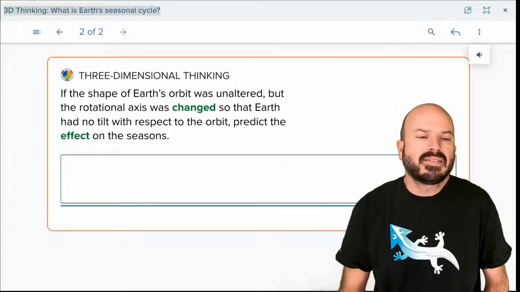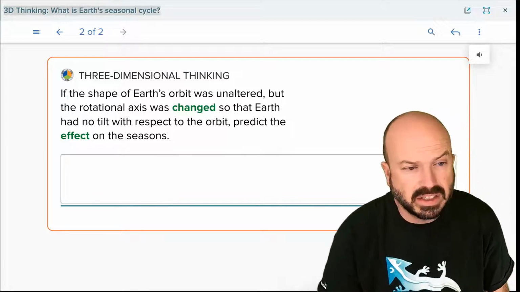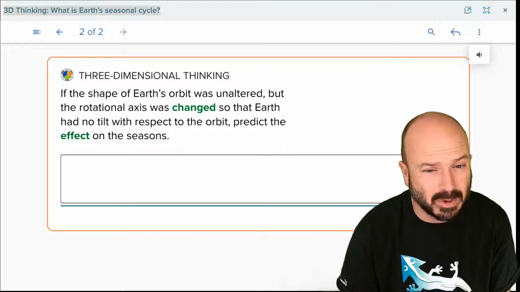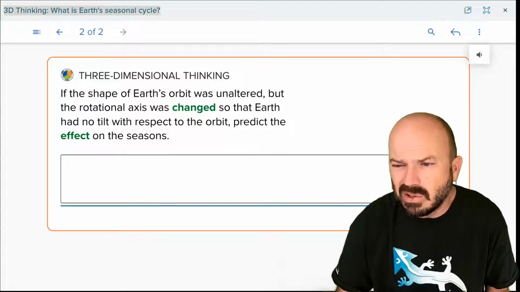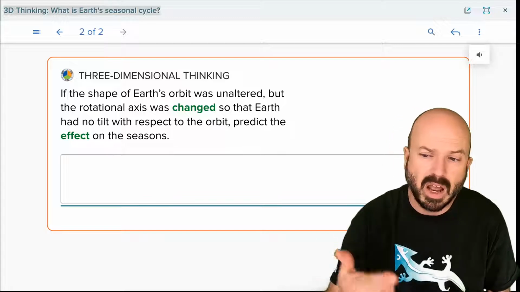Now, if the shape of Earth's orbit was unaltered, but the rotational axis was tilted so that we didn't have any tilt with respect to the orbit, what do you think that would do to the seasons on Earth? Answer that, and we're done for today.